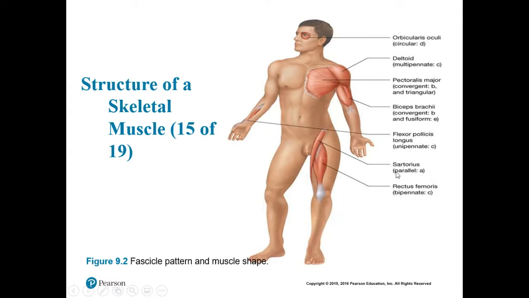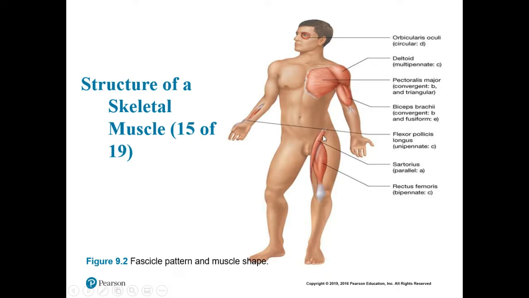We also have parallel muscles like the sartorius here. So parallel muscles resemble fusiform muscles, but their thickness stays the same throughout the entire muscle. You don't see bulky in the middle and then tapering off on the ends. No, parallel muscles have parallel fibers that run longitudinally, and the thickness of the muscle stays the same throughout the length of the muscle.